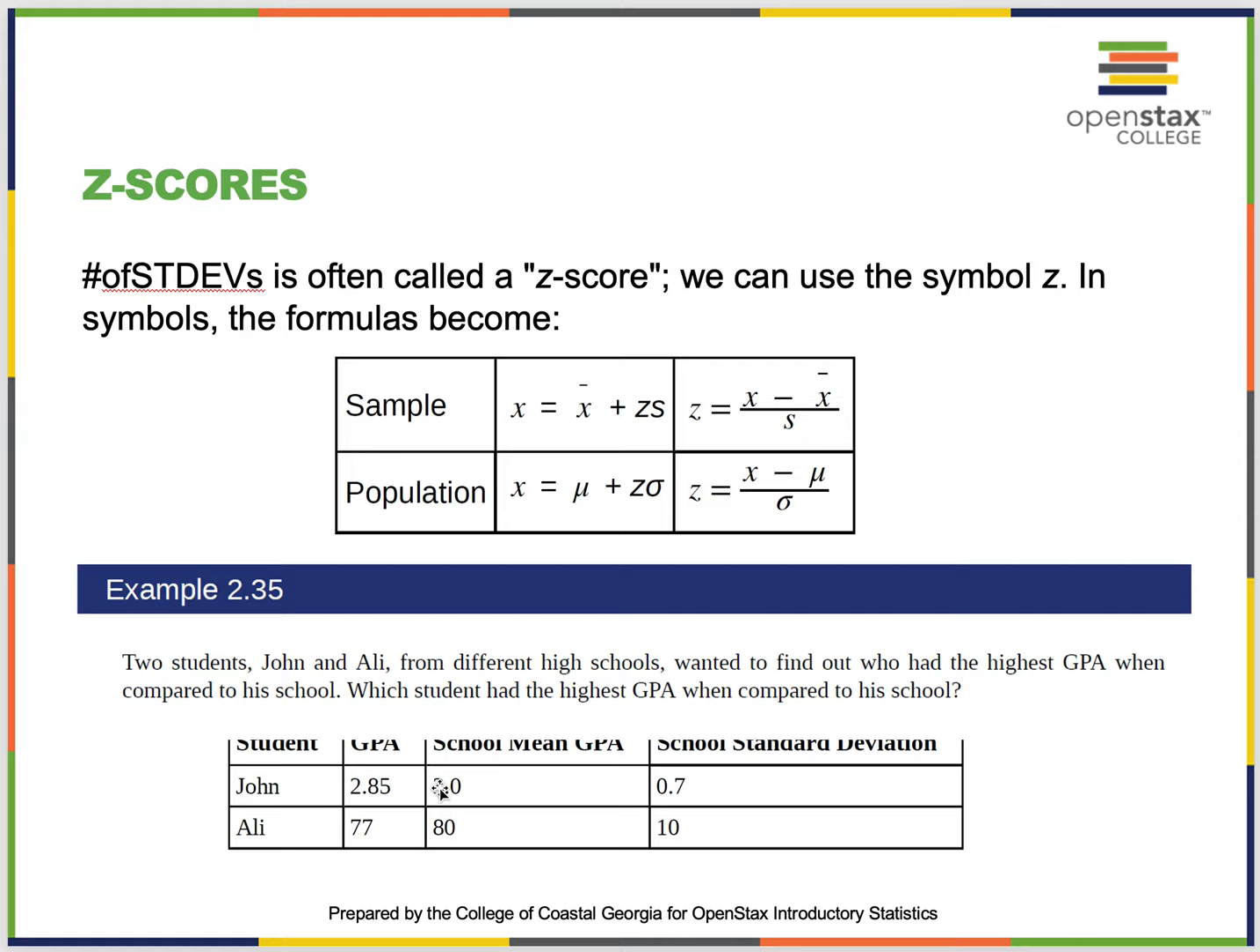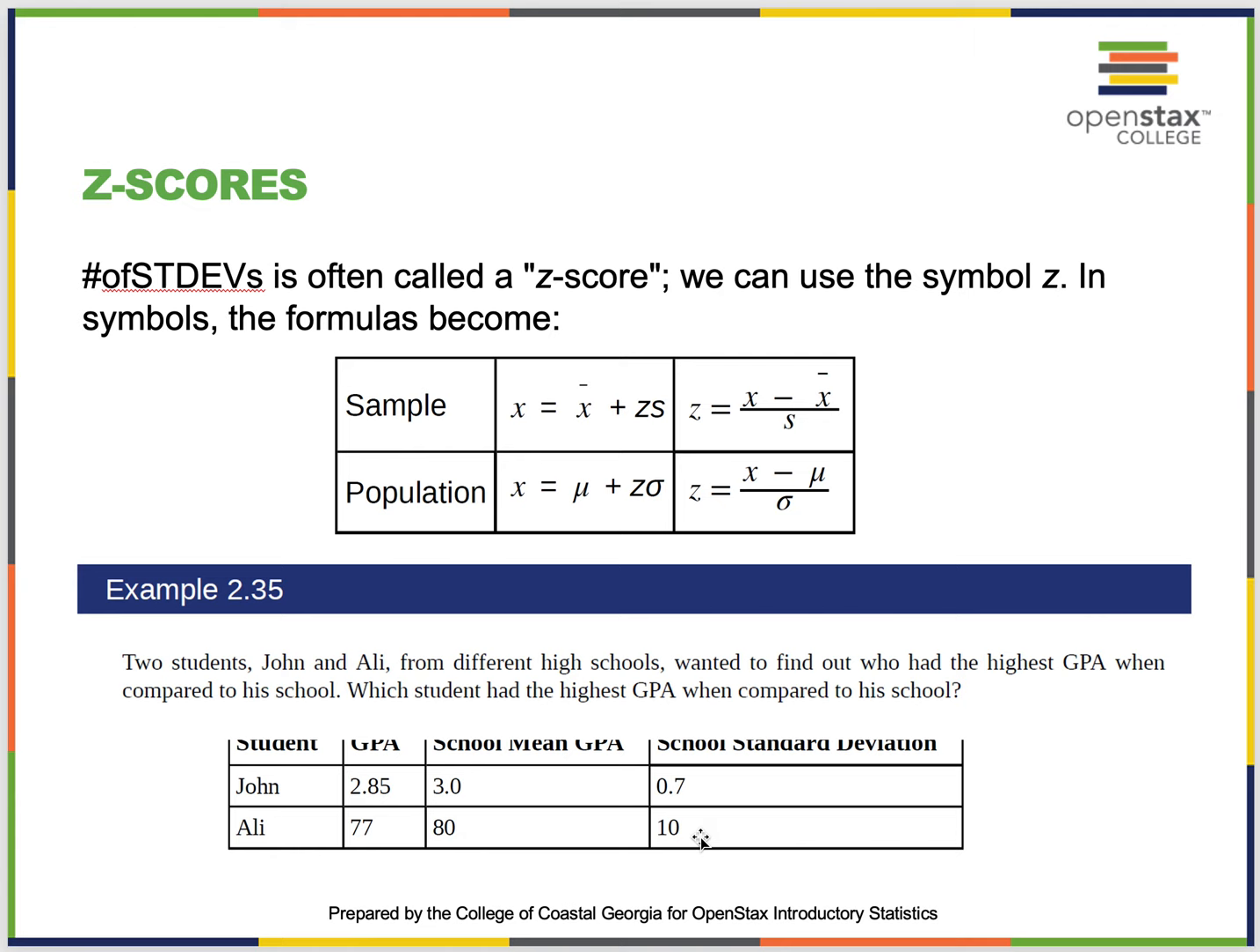Two GPAs. One calculated on the four-point scale that we're used to. The student's GPA is 2.85. The school mean GPA is 3, and the standard deviation is 0.7. Another student has a score on a percentile scale. The grades aren't given as ABC, you're given a percentile score out of 100. So this student has a 77%, and the school mean is 80, and the standard deviation there is 10.